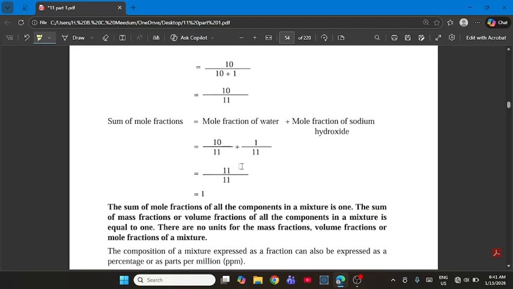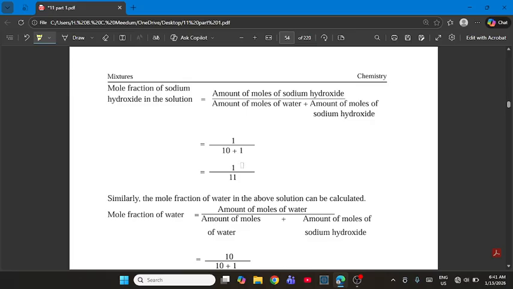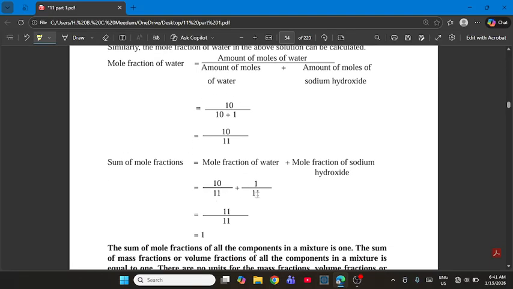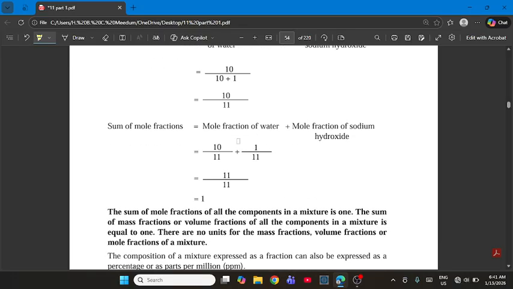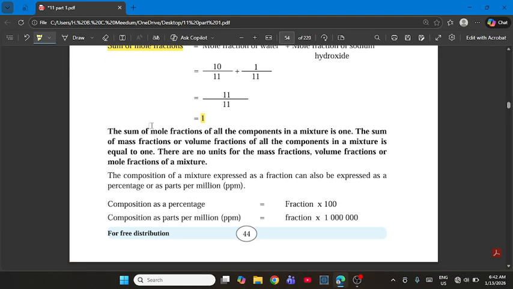Sum of mole fractions. Now we are going to find out the sum of mole fractions. Okay. Mole fraction of water is 10 over 11. Mole fraction of sodium hydroxide is here 1 over 11. So 10 over 11 plus 1 over 11 means 11 over 11. Then 10 plus 1, 11. Then what is the answer? 1. So the sum of mole fractions is what? 1. This is a constant, okay? The sum of mole fractions of all the components in a mixture is 1. The sum of mass fractions or volume fractions of all the components in a mixture is equal to 1.